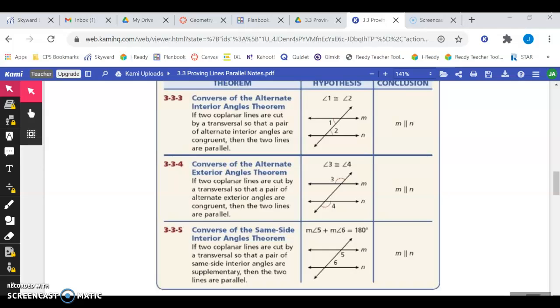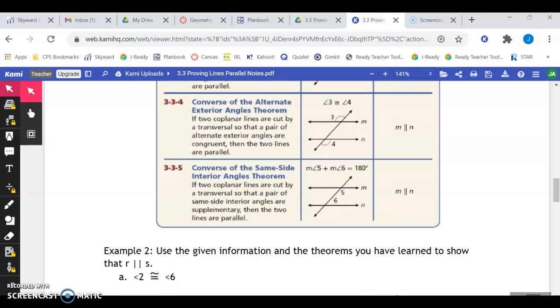If alternate exterior angles, so exterior is on the outside of our parallel lines, and alternate means on opposite sides of the transversal, if those are equal or congruent, then we can prove that the two lines M and N are parallel. And then the same side interior.